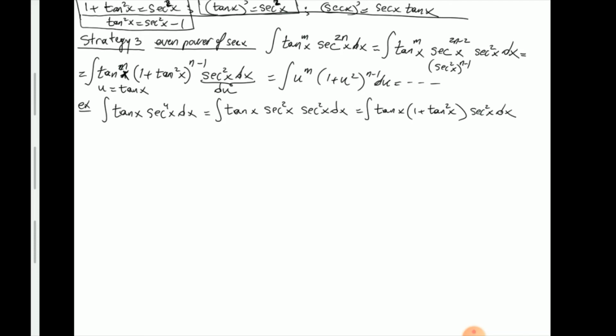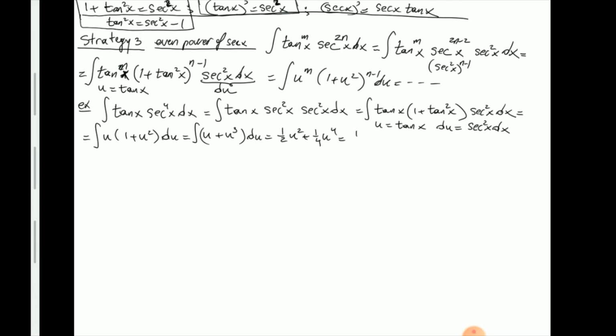And perform the u substitution for tangent. And then you're left with u times (1 plus u squared) du. Distribute, integrate, and replace u back with tangent. Tangent squared over 2 plus 1/4 tangent fourth plus a constant c.